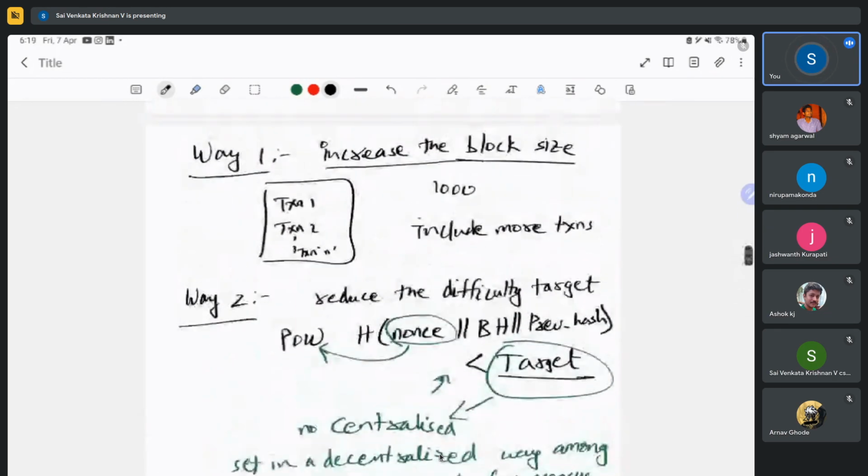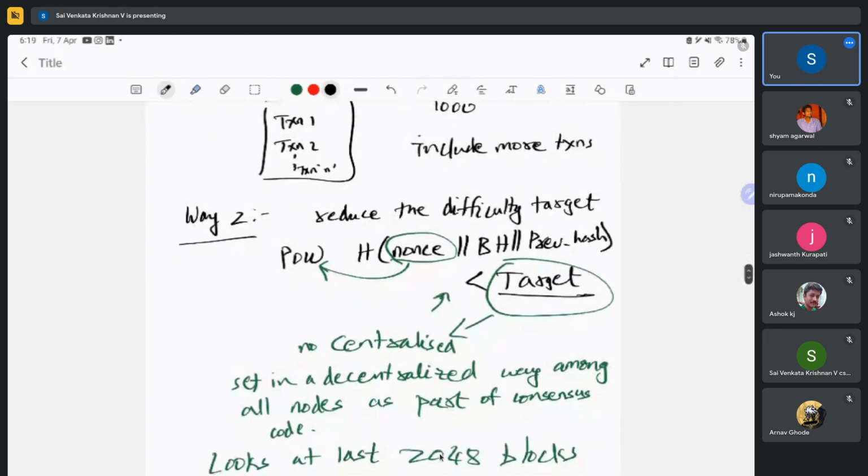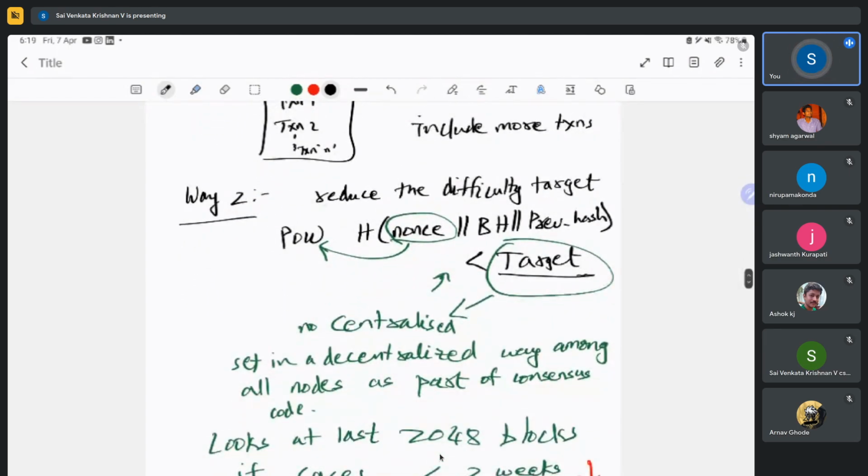Now coming back to why we discuss this: the first way to increase the transaction throughput, the number of transactions confirmed per second, is to increase the block size. That is one way, because by just increasing the block size, you increase the number of transactions that are getting confirmed. And the second way is to reduce the difficulty target of the proof of work game.